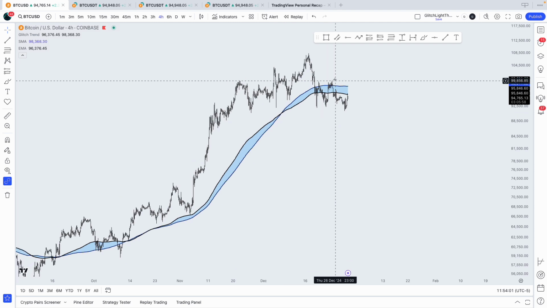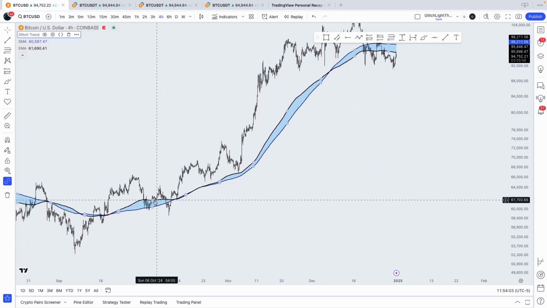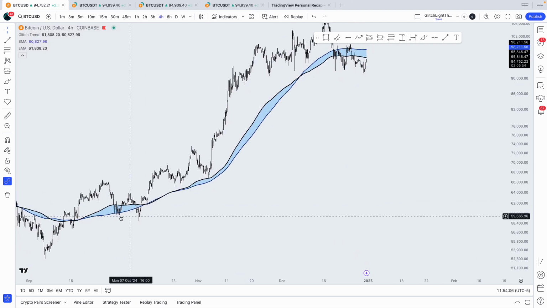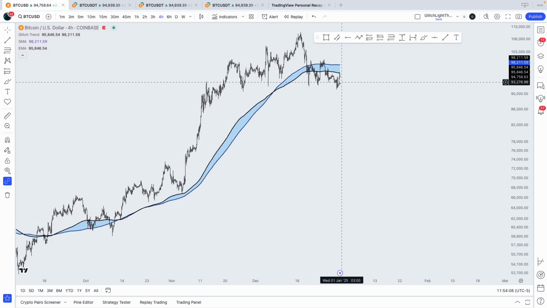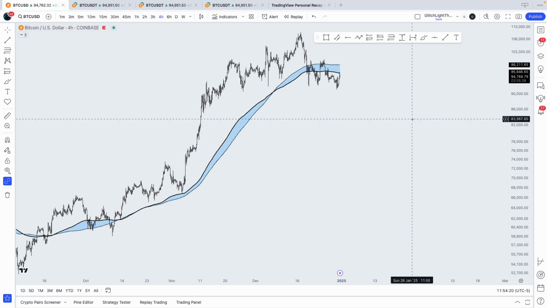If you turn it on, it just fills the area in between the two. It simply uses that 200 EMA and 200 MA, but it fills the area in between, giving you a really nice clean trend. So that's what I'm going to be using today, but it is the same as the 200 EMA and the 200 SMA, it just fills the area in between.